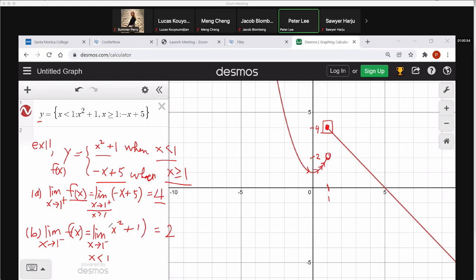So now, when x is approaching 1, what do you get? 1 squared plus 1, you get 2. There we go, that's 2. And then now we have one more left here. Now part C is the function value.